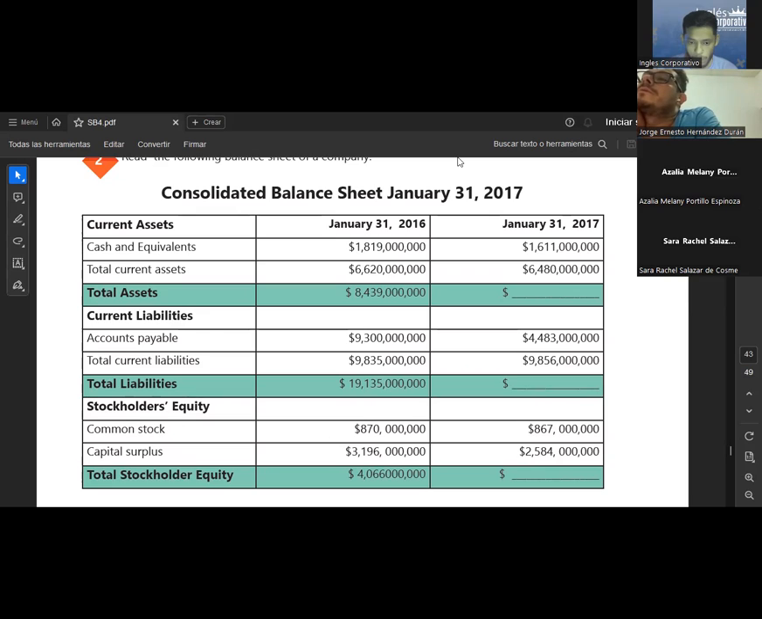$8 billion. Here is $8 billion. Acá. Yes. $8 billion, he says. Total asset. For the $8 billion. It's a lot of. Let's say $8 billion, right? What about the other one? Yes. Zero. What about this one down here? How much is it?